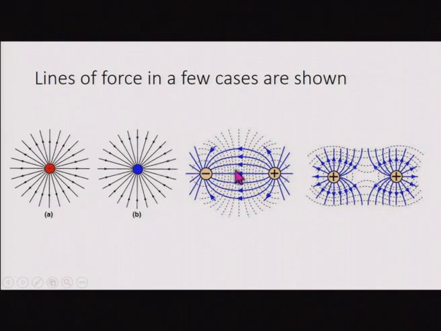So, this is the representation of the electric lines of force in different cases: in the case of a unit positive charge and in the case of a negative charge, and in all of these the lines go from positive to negative. Another case is two similar charges. These are the lines of force which can be drawn for different charges.